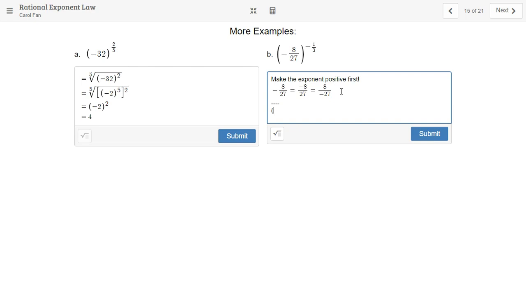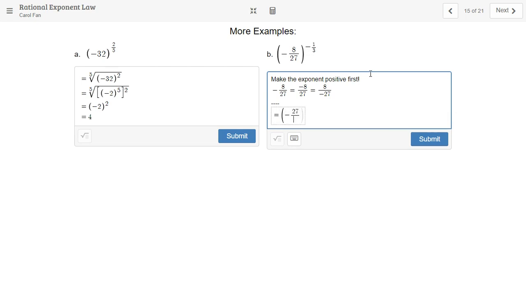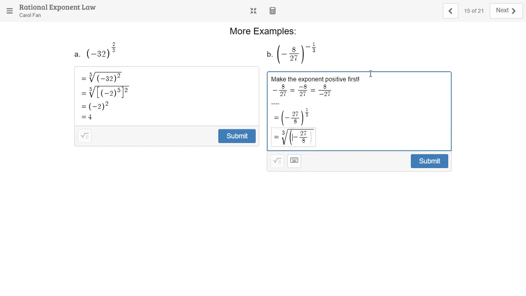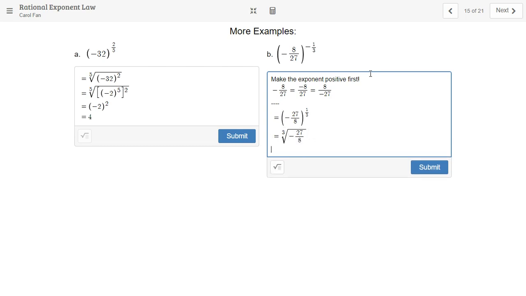Okay, so let's simplify. I'm going to make this first a positive exponent by flipping the base. Negative 27 over 8, all to the power of 1 over 3. So I have the third root of negative 27 over 8. It doesn't matter which one I would like to put the negative with. I'll simplify that and put it with my top.